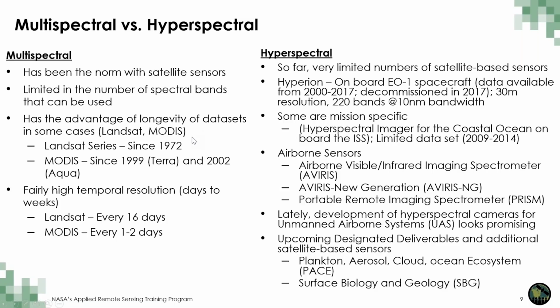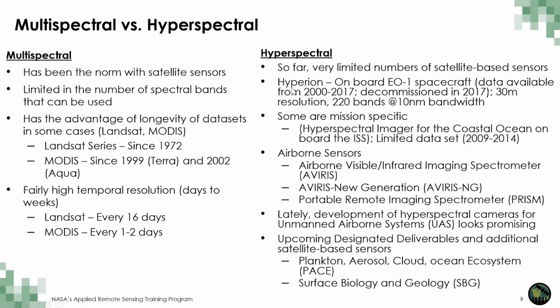When you think about the Landsat series, for instance, it's been around since about 1972. And the MODIS series, both Aqua and Terra, have been around since the late 1990s or early 2000s. They also have a fairly high temporal resolution, on the order of days to weeks. In the case of Landsat, it's every 16 days. In the case of MODIS, every 1 to 2 days. So there's a lot of data associated with multispectral sensors that can be used for both land and coastal and ocean systems.